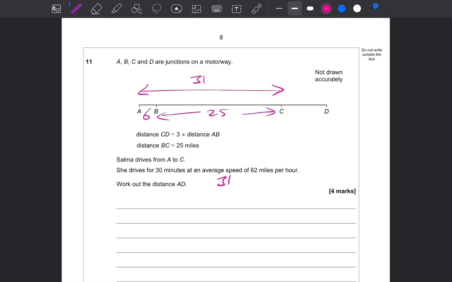So only this little bit must be 6. The distance AD: because CD is 3 times AB, that must be 18. So we add these all up. 6 plus 18 plus 25. Well, this is 24. So 24 plus 25 gives us 49.